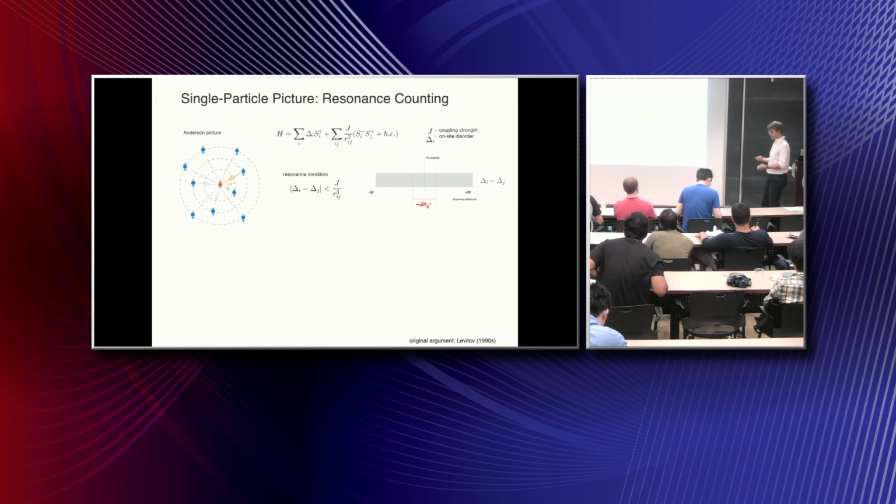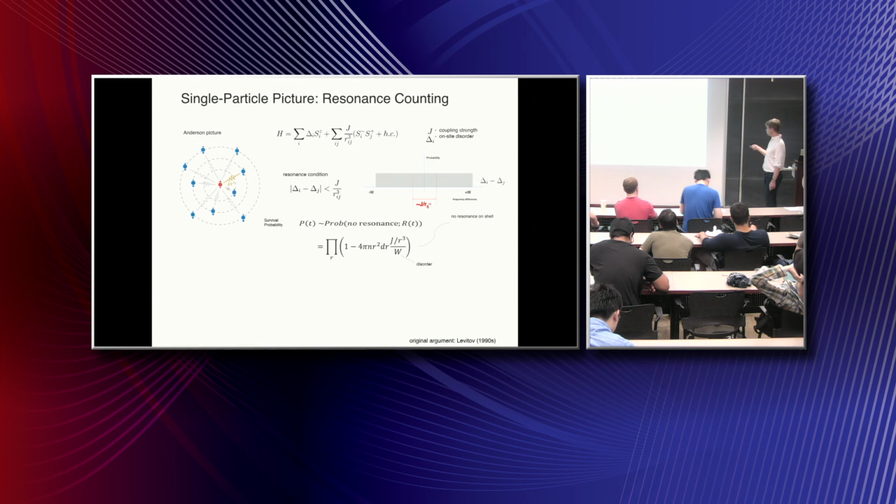Now you should go back to your spatial picture and ask the question, what's the survival probability, what's the probability that the spin will not flip? You can now draw some radius around the central spin and ask what's the probability that there is no resonance within a certain radius R. That's what's called resonance counting. It's actually very easy to find this probability. It will be given by something like this.